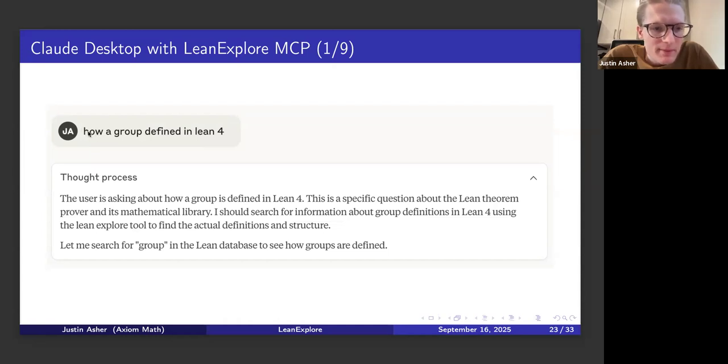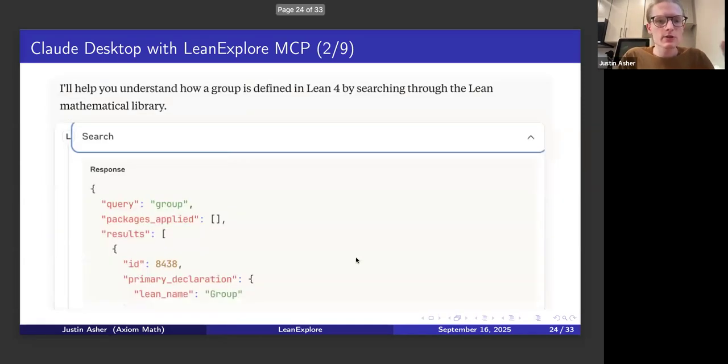So you search for this, and it says, I searched how a group is defined in Lean 4, and it goes, so the user is asking about how a group is defined in Lean 4. This is a specific question about the Lean theorem prover and its mathematical library. I should search for information about group definition in Lean 4 using the LeanExplore tool to find actual definitions and structure. And so then it goes, let me search for a group in the Lean database to see how groups are defined. And it would look up its query, group.